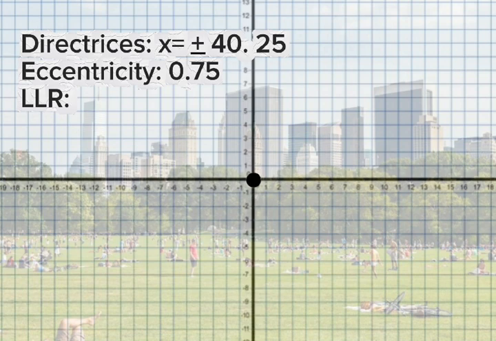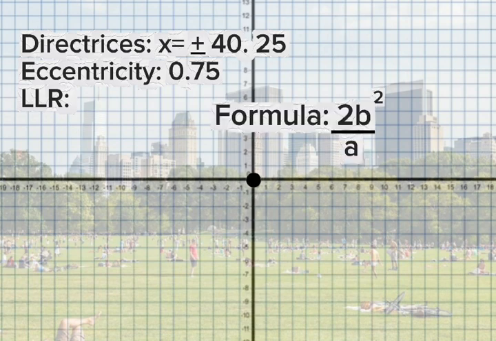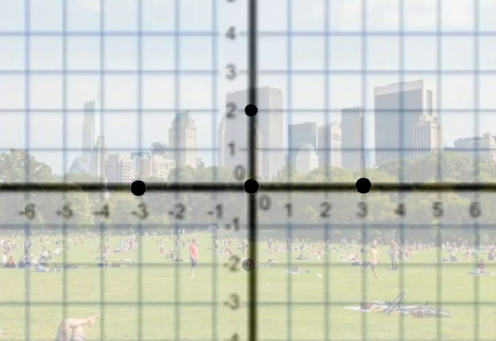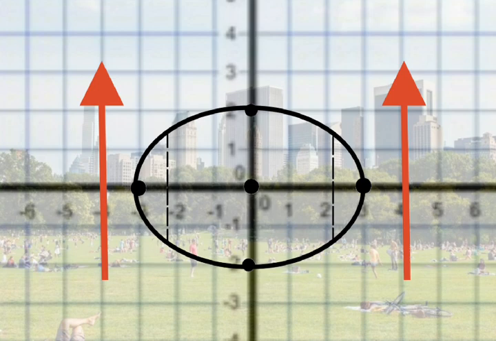Now the length of the lateral recta is 2b squared over a. 400 times 2 divided by 30 is equal to 26.67. Now, we have completed computing the parts of the ellipse. Let us now graph using our Cartesian plane. And that is how you solve an ellipse.